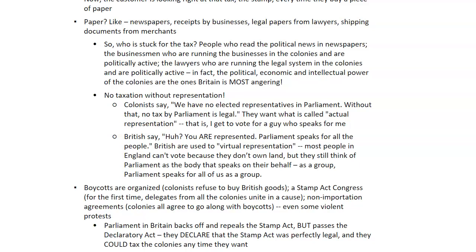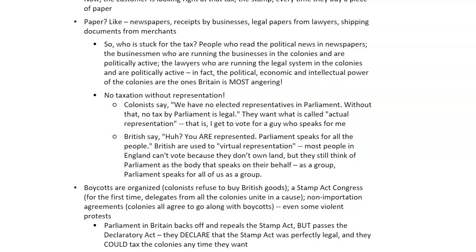And so the cry starts to go up: No taxation without representation. The colonists say, we, in the colonies, have no elected representatives in Parliament. Massachusetts didn't get to elect a member of Parliament. Without that, no tax by Parliament is legal. The colonists want what is called actual representation. That is, I get to vote for a guy who I send to the Parliament to speak for me. That's what they meant by representation.